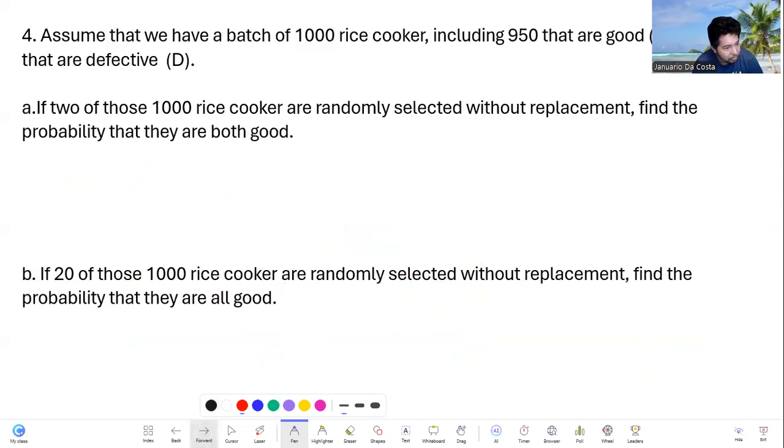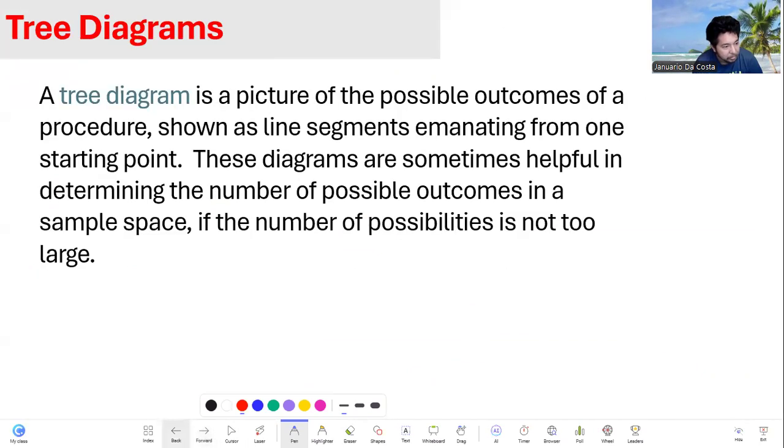Okay, what about this? I don't like this example. Next example. Okay. So any questions about the basic concept of multiplication of probability?